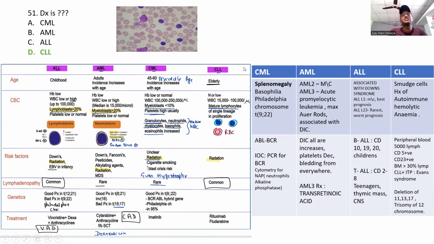For CLL, there are smudge cells. Smudge cells. The answer is CLL. See, there is a history of autoimmune hemolytic anemia. They will just mention these points, and it occurs in the elderly. The answer will be chronic lymphoid leukemia. Okay. So next question is, guys, please master this table, guys.